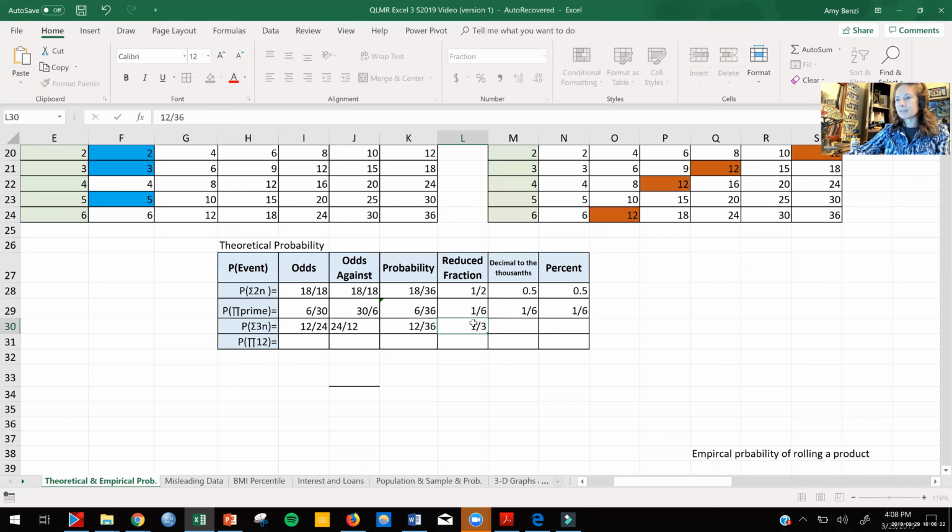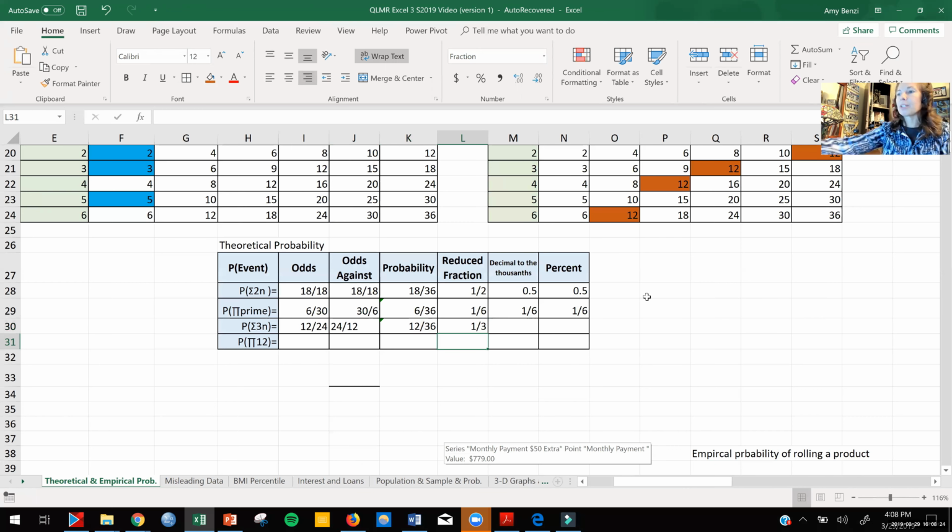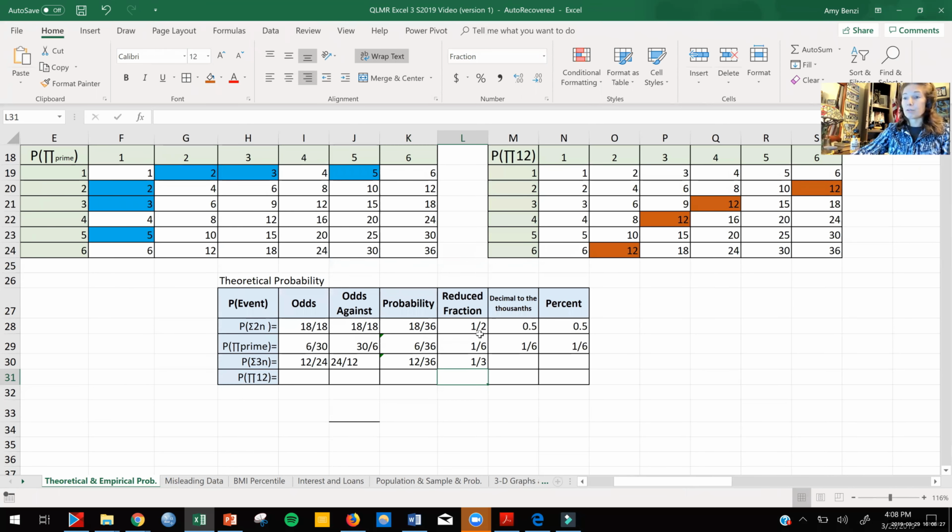All right, and what about the probability of rolling a multiple of 12? Well, there were only 4 of those. So in this case, I had 4 to 32, right? The odds against rolling a multiple of 12 are 32 to 4. And you guys have to make sure you have that little apostrophe in there. All right, so now the probability of rolling a 12 is going to be 4 out of 36.